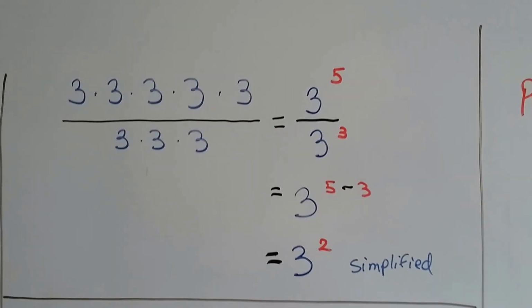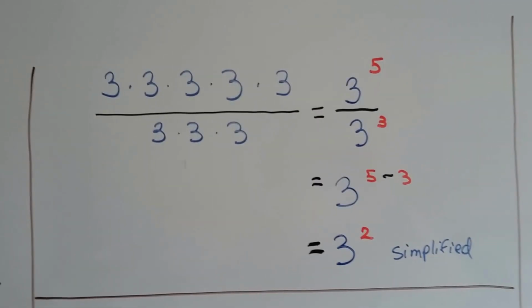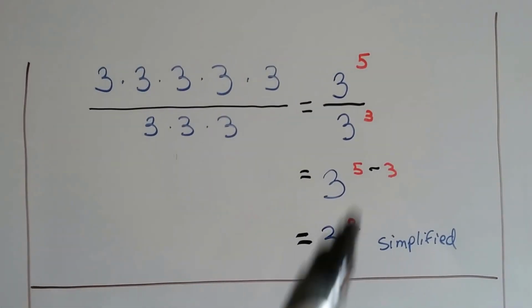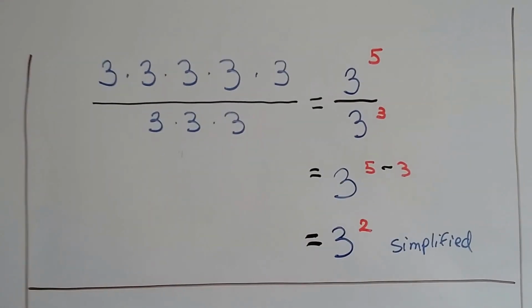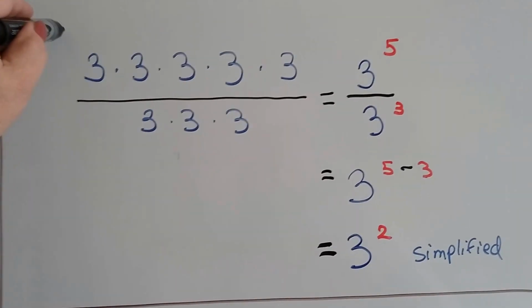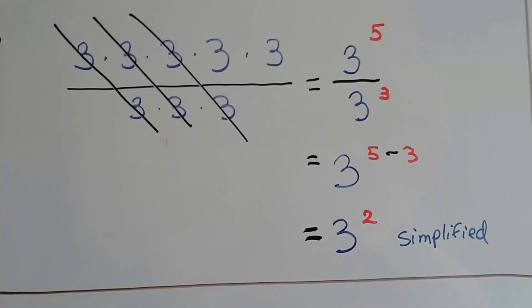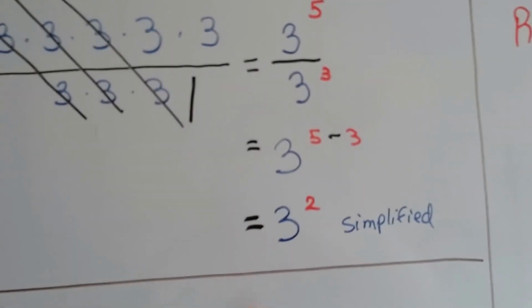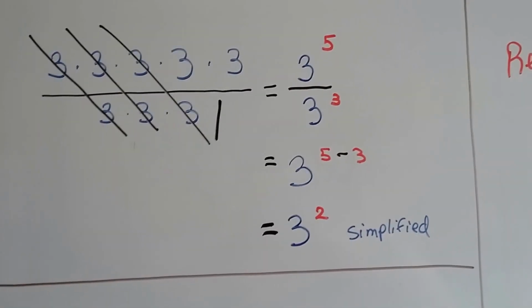We've got 3 times 3 times 3 times 3 times 3 over 3 times 3 times 3. So that's 3 to the 5th power over 3 to the 3rd power, isn't it? We would subtract 5, take away 3, so we'd have 3 to the 2nd power when it's simplified. But basically, this is what we're doing. We're getting rid of this one, and this one, and we're eliminating them. And now we just have 3 to the 2nd power over 1. So that'd be 9 over 1, wouldn't it? It would just be 3 times 3, 9.